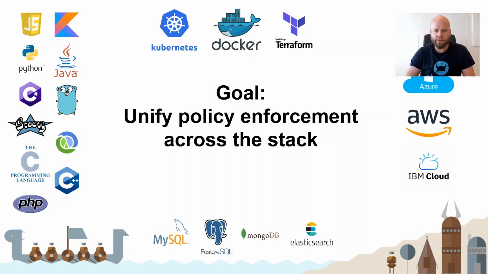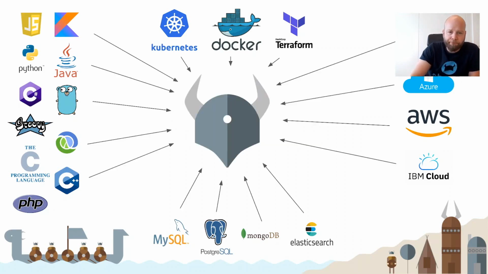So the goal here is really to unify policy enforcement across this whole stack, and primarily the cloud native stack. This is really the goal of OPA. You might see policy engines that enforce policy for Kubernetes, or for a particular language or a particular technology. But OPA is really a general purpose policy engine. So one of the goals is to unify policy enforcement and how we work and reason about policy, no matter which technologies you have chosen to invest in.